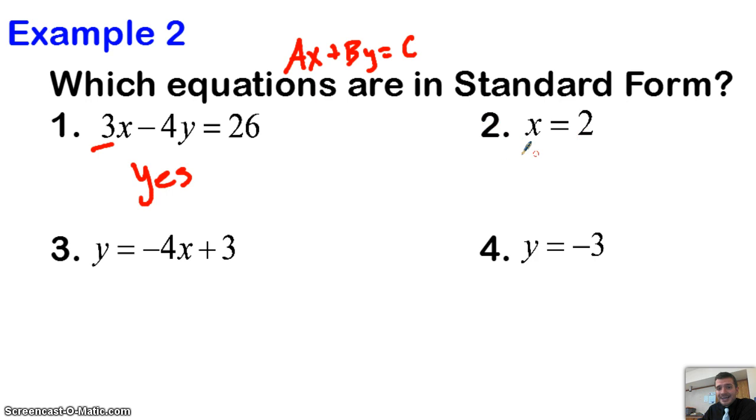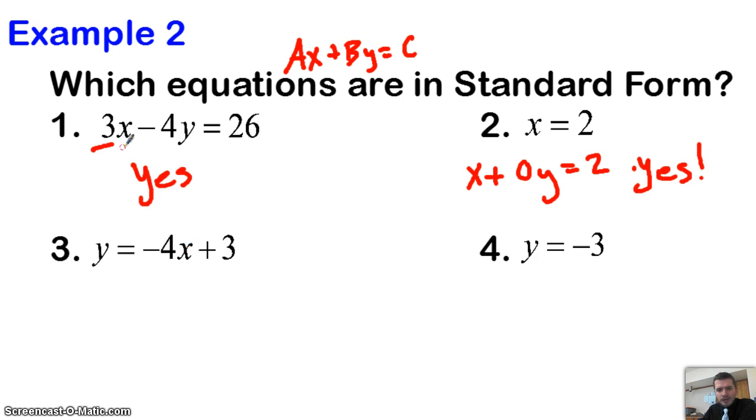Now number 2 looks a lot different. But before you just jump to no, I want to rewrite this in a different way. If y is not here, what would I have to multiply by? You're exactly right, 0. So I could rewrite this as x plus 0y equals 2. Is that in standard form? Absolutely it is. You see here that I didn't say anything about b not being 0 or c not being 0. So this is also in standard form.